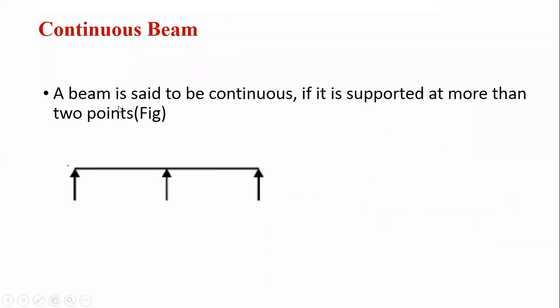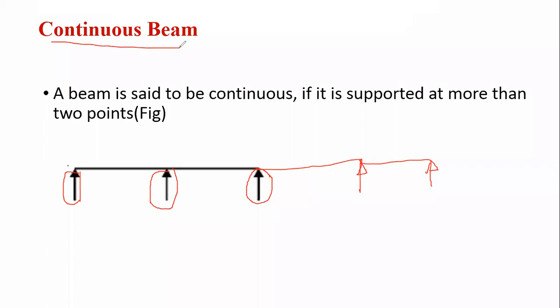Continuous beam. A beam is said to be continuous if it is supported at more than two points. Here is one support, here is another support, and this one is the third support. It means that the beam is a continuous one. It may be provided with any number of supports. It is continuous one. Okay, that's why it is called a continuous beam.